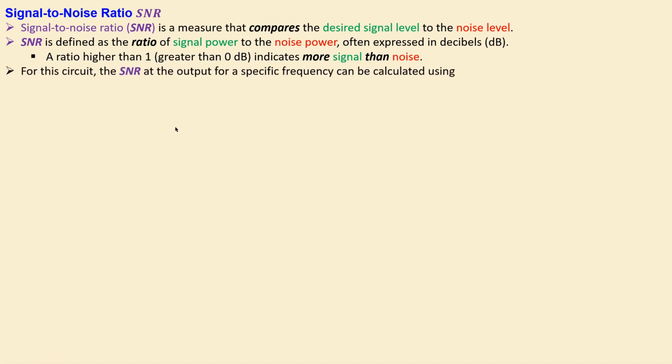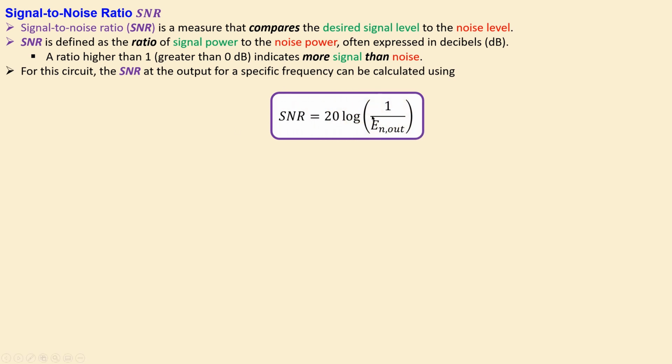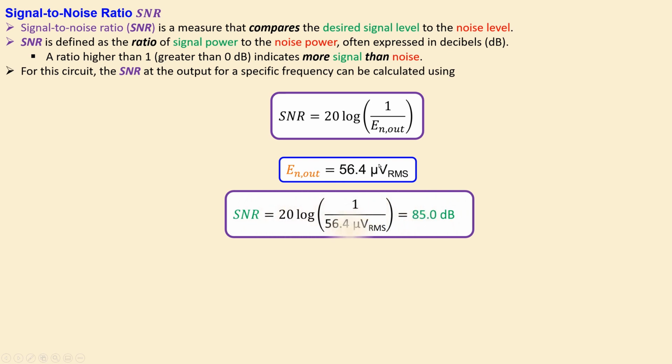So the SNR in this case for this circuit at the output for a specific frequency, we will see later on at what frequency that will be, can be calculated using this expression. So we have then 20 log of 1 over that output referred RMS noise voltage. You can see already that it is given in dBs using that 20 log. So this is the value we had for each case of the capacitor, so it won't change, so this is all the same for all cases. Now if I now substitute this in here, I have now 85, very close to 85 dB.